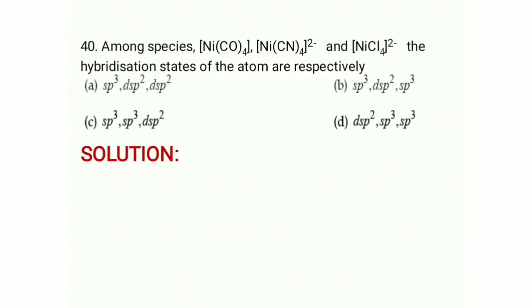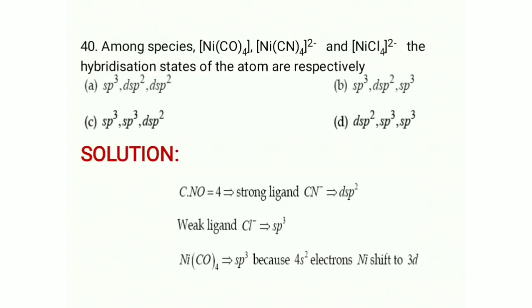CO, what happens is CO will pair the electrons, and that paired electron occupies the d orbital of nickel, so the s will be vacant. So CN, you can see, is a strong ligand, CN minus, dsp2; weak ligand Cl minus, sp3. But in Ni(CO)4, strong ligand, so it will push the electrons. Oxidation state is 0 here, remember, hence the 4s2 electrons jump to the 3d, so it is paired and nickel's 3d is there as it is. So the 4s and 4p give sp3 hybridization, so the answer is B.